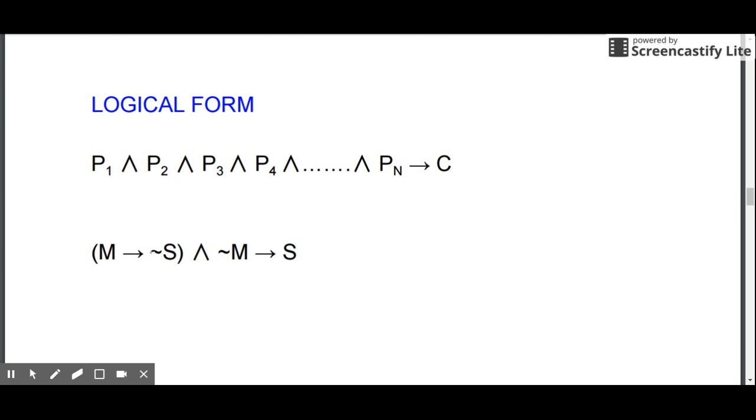If you have a compound statement like the case here, you must divide them by parentheses so that we know which is the premise and which is a conjunction, because you can have conjunctions within the premises. So what we have here is our example in logical form.